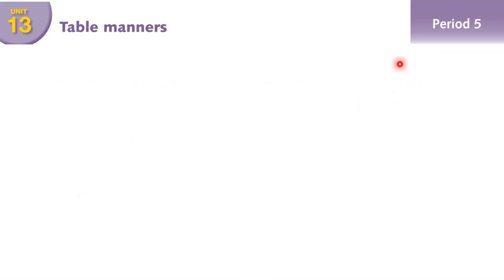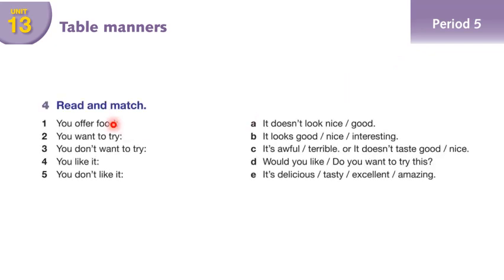Now let's stay again on period 5. And here we have this exercise, read and match. Read and match. Number 1, you offer food.